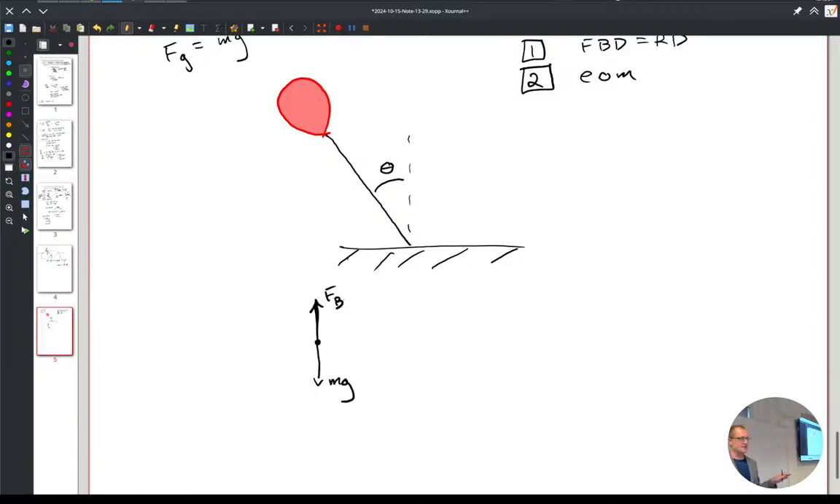Are we done? No more force? We could put drag, yeah. We only have like 3 minutes left, so I'm not going to put drag in there. Yeah, in 5 minutes, then we can do drag.